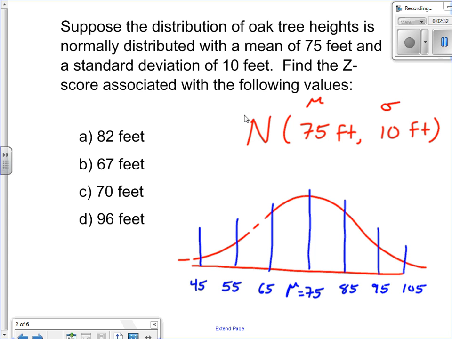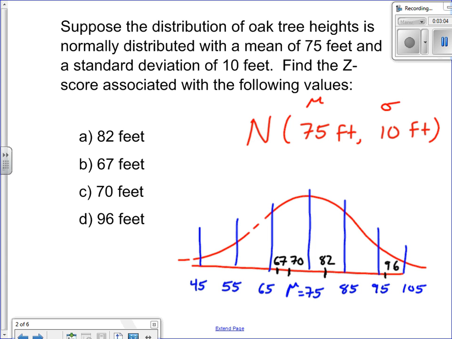So we can start to see where some of these might be. For example, the 82 feet, we're not quite one full standard deviation above, so maybe 82 feet is somewhere right here, a little bit above. 67 feet, obviously not quite a full standard deviation below, but maybe sitting somewhere there. 70 feet, again, we're below, but closer, so we're not as many standard deviations away. And then 96, way up here, just over 2 standard deviations away.